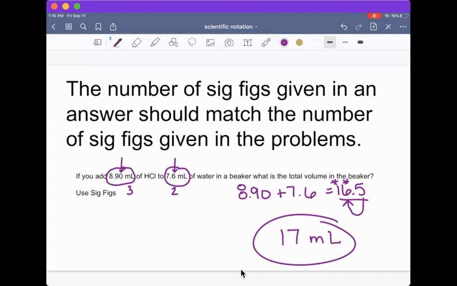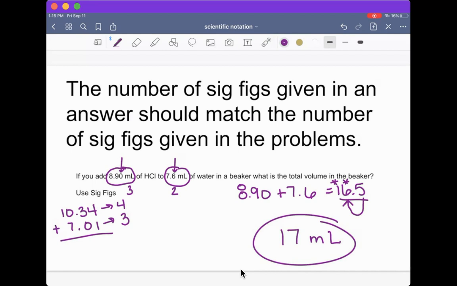Another quick example here, just in case you're kind of confused. So let's say I had 10.34 and I'm adding it to 7.01. All right, well, if I look at these numbers, I have 4 sig figs and I have 3 sig figs. My final answer is going to have the lowest number of sig figs, so 3.